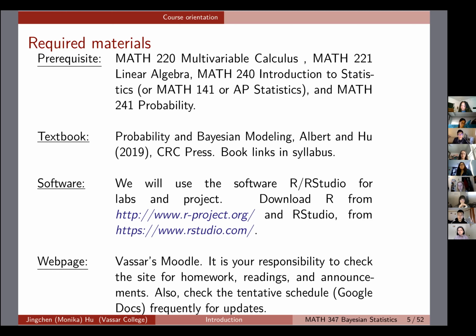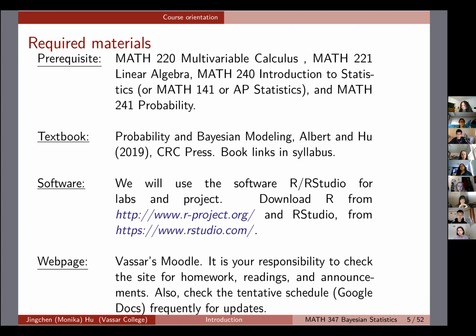So we'll use the second half of the book throughout the semester for most of the part to cover the important concepts of Bayesian inference. The software we're going to use is going to be R and RStudio. I think everybody has experience with it, but if not, let me know how to download and install. The links are here. You should choose the right OS for your own computer.